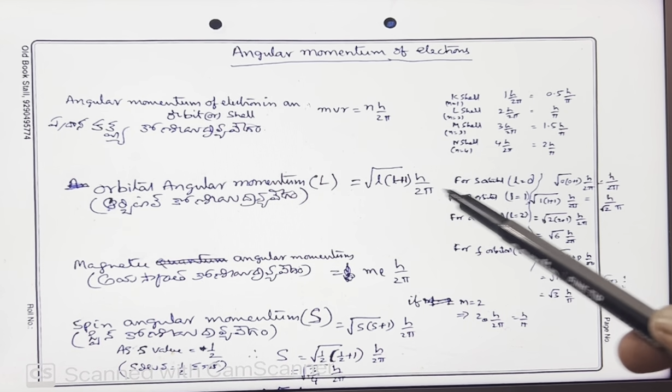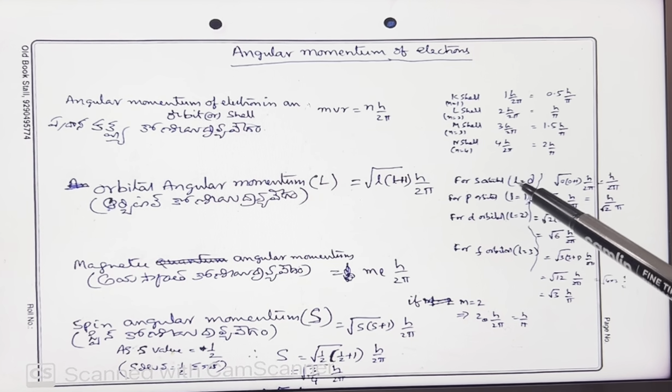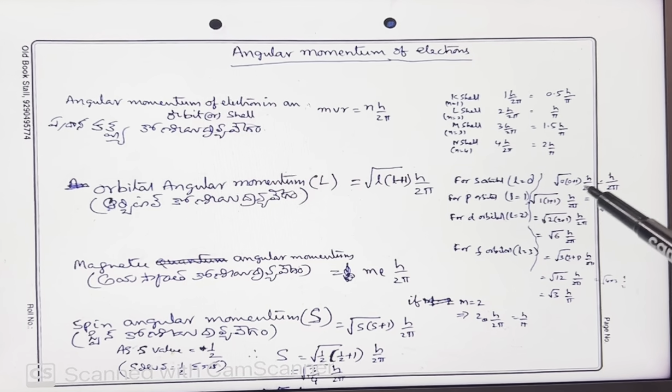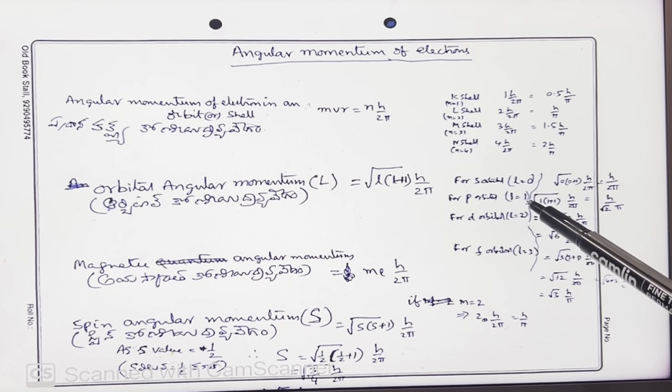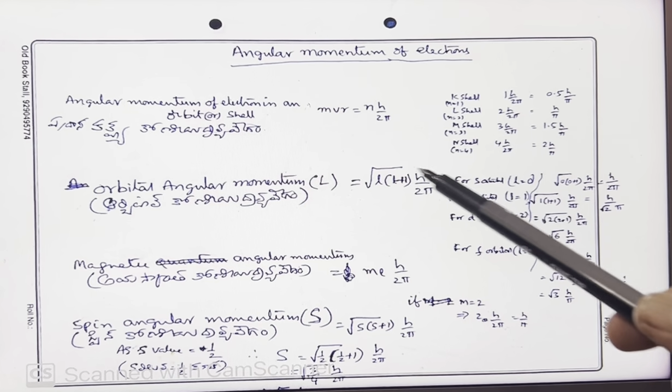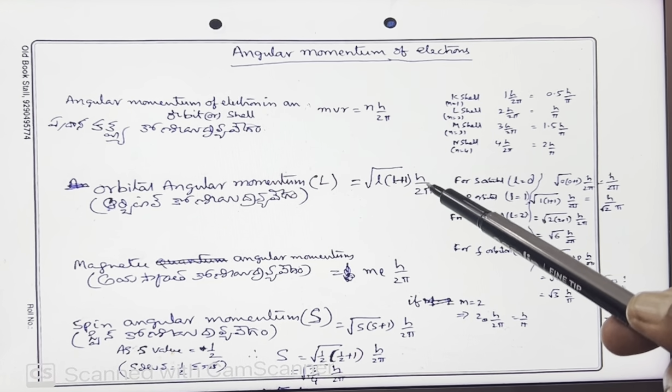The L value for the s orbital, the s subshell, is 0. So root over 0 into 0 plus 1, times h by 2 pi, or simply h by 2 pi. 0 into 0 plus 1 is equal to 1, root 1 is equal to 1, so h by 2 pi. For the p orbital, the L value is equal to 1. So root over 1 into 1 plus 1, times h by 2 pi.